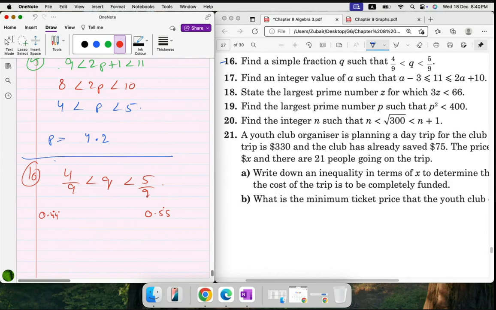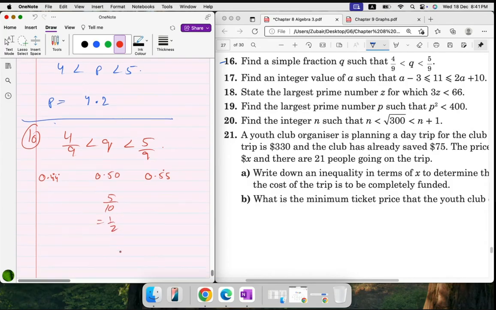So it will be like what simple fraction? 0.50, yes. So we can write that as 1/2. 5 by 10 and 1 by 2.